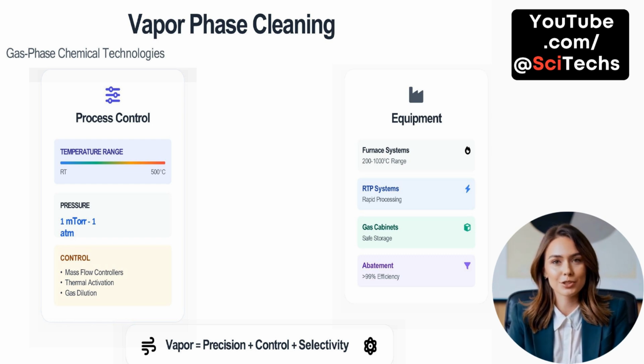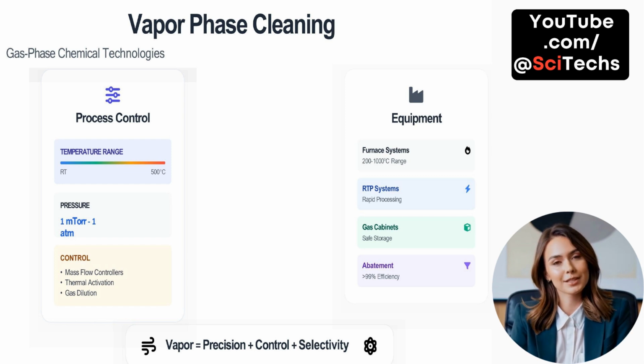Mass flow controllers ensure the accurate delivery of gases, while thermal activation methods enable the decomposition or activation of reactive species. Gas dilution is used to moderate reactivity and enhance process uniformity. On the equipment side, furnace systems operate in a wide temperature range from 200 to 1000 degrees Celsius, supporting high-temperature cleaning and etching processes. Rapid thermal processing, or RTP systems, enable fast ramp-up and cool-down for time-sensitive applications.